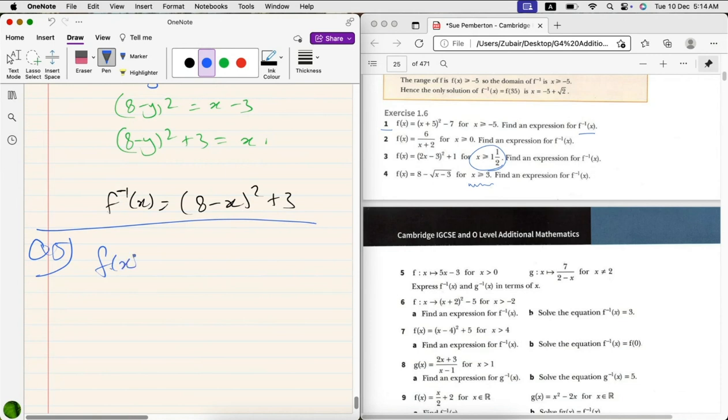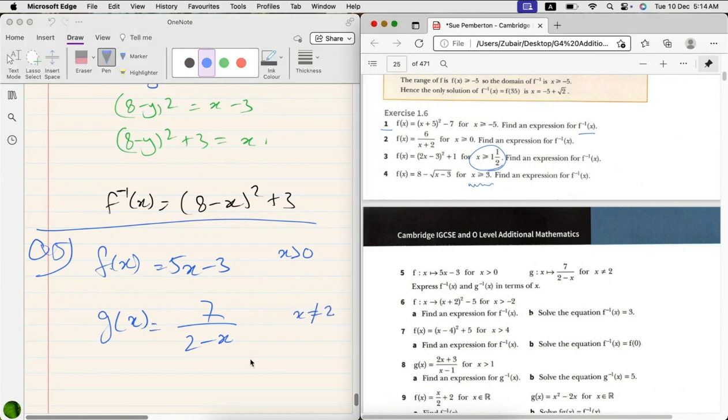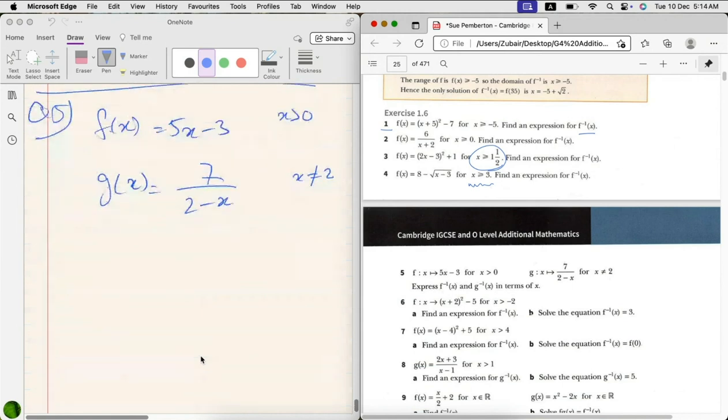There are two. F of x is 5x minus 3 for x greater than 0, and g of x is 7 over 2 minus x, and it says x is not equal to 2, and it is asking for inverse of both of these.